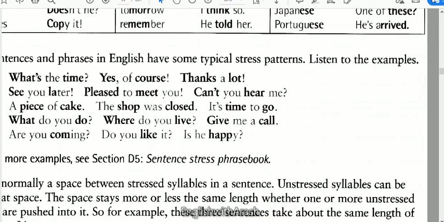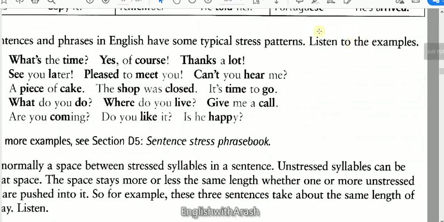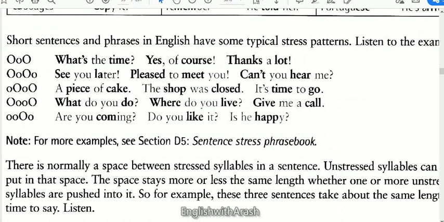No, Heli, this is the listening. It's the listening book. Sorry, it's the pronunciation book. Pronunciation.